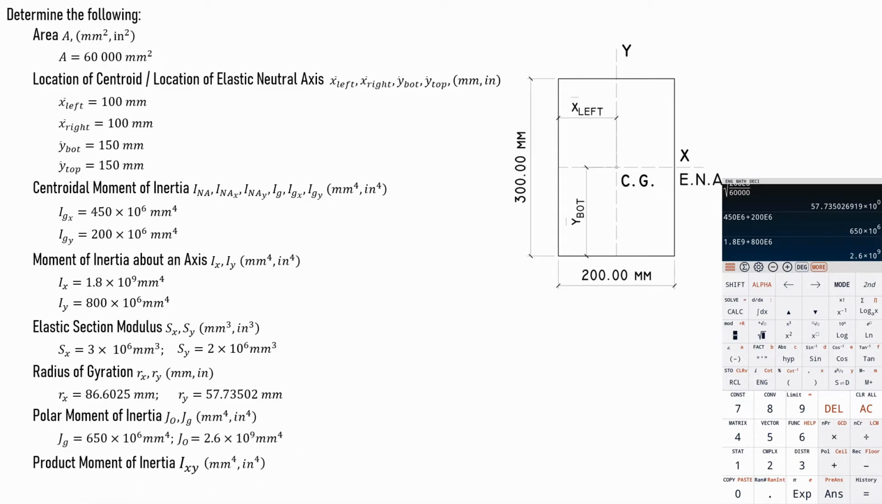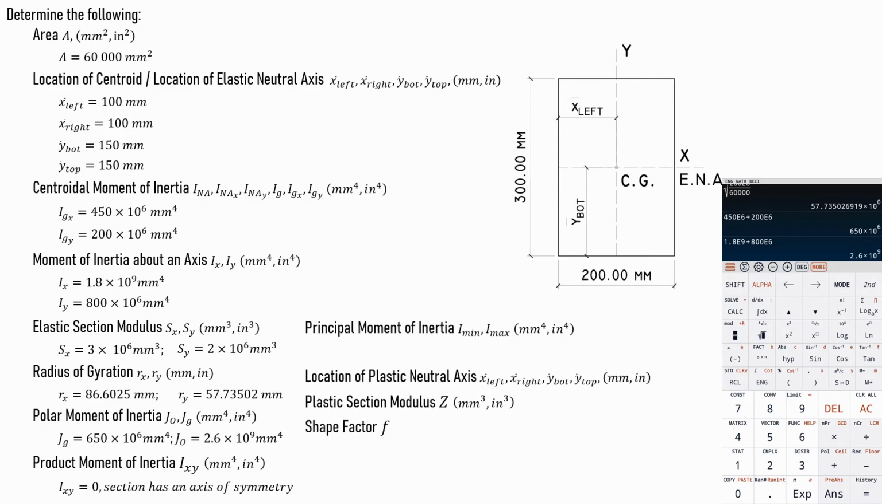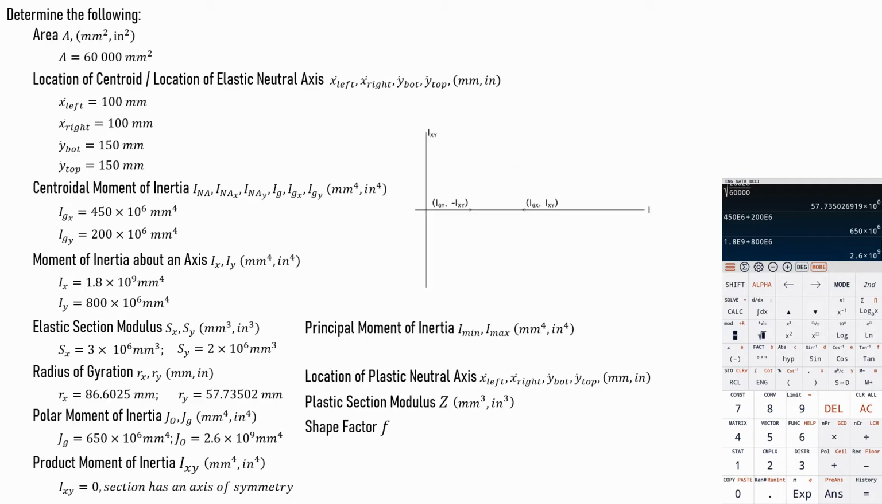Next ay yung product moment of inertia. So IXY, yung product moment of inertia is equal to 0 dahil meron tayong axis of symmetry. So dalawa pa nga yan. Ang concern tayo dun sa horizontal at dun sa vertical axis. Para naman sa principal moment of inertia, so gawa tayo ng Mohr circle.